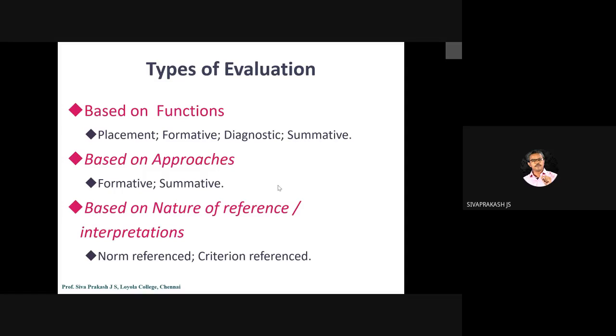I have written the exam for improvement. Diagnosis. Formative: lesson mark; summative: test mark. Correct. Formative is assessment. Summative is exam. We can say like that, right? Next is based on nature of reference or interpretation. There are 2 types: norm-referenced evaluation and criterion-referenced evaluation.